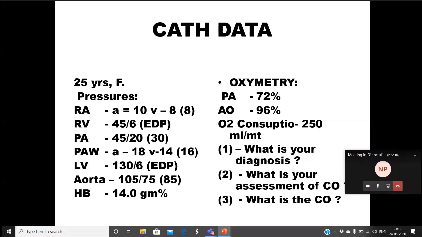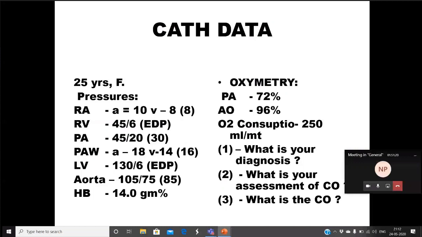Tricuspid valve mild obstruction is there, sir. That's mild tricuspid stenosis. Can it be a Lutembacher, sir? What do you mean by Lutembacher?